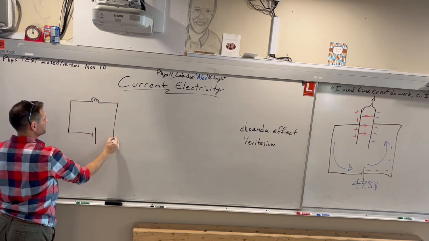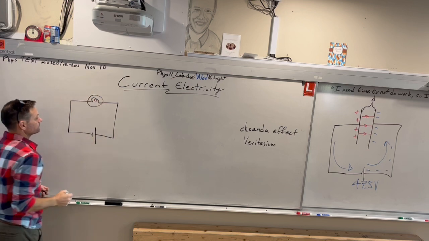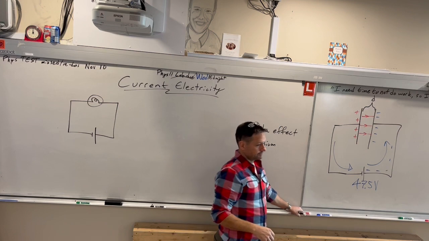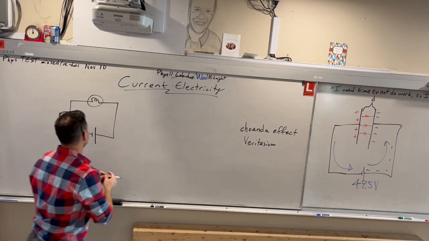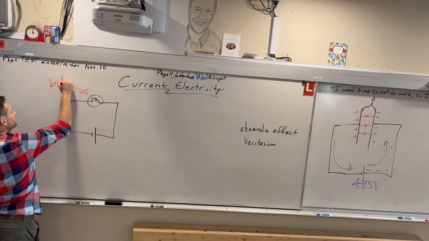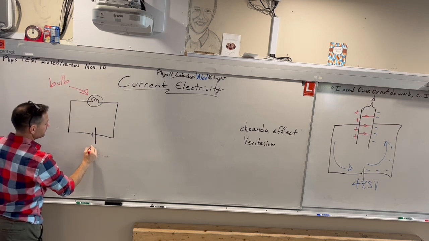That's a coil of some kind, right? Really? I didn't know that. So this is a bulb. And that's the switch. This is a cell.